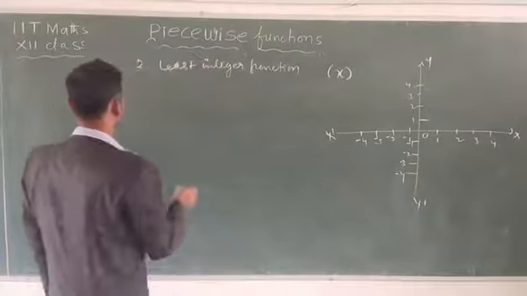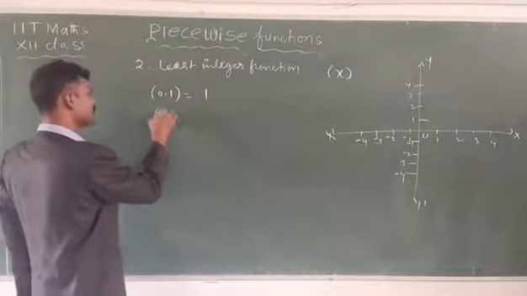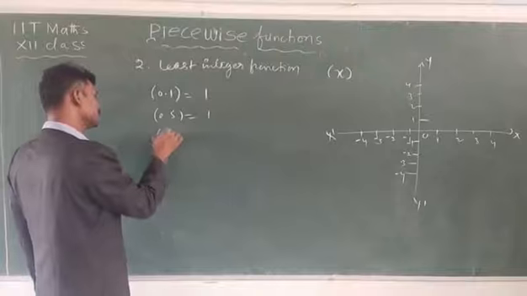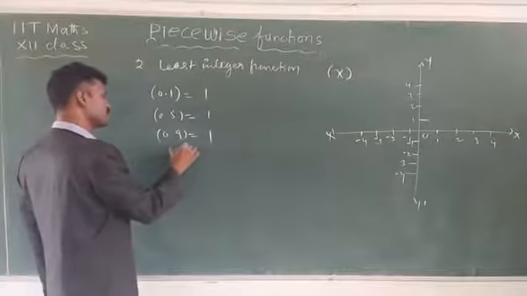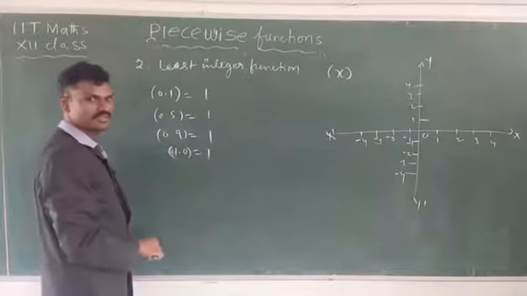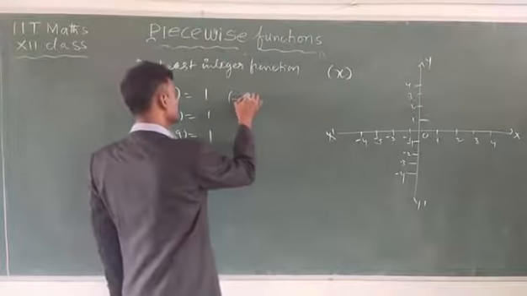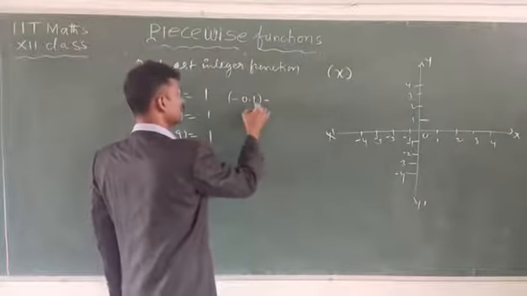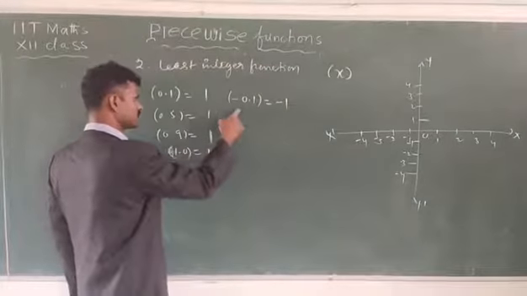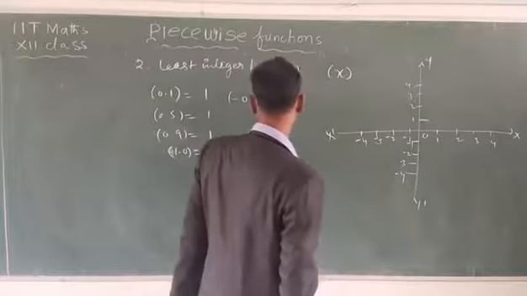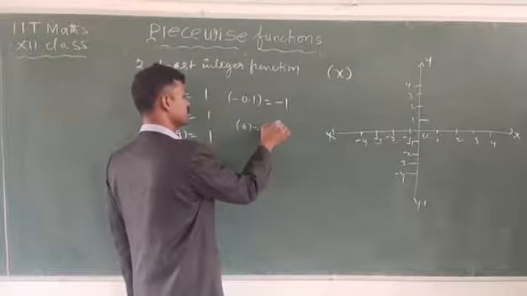Now see here, for example, 0.1 is equal to 1, 0.5 is equal to 1, 0.9 is also 1, and 1.0 is again equal to 1. That means this is not equal to 0. Then minus 0.1 is equal to minus 1. Minus 0 is not there; 0 means 0.